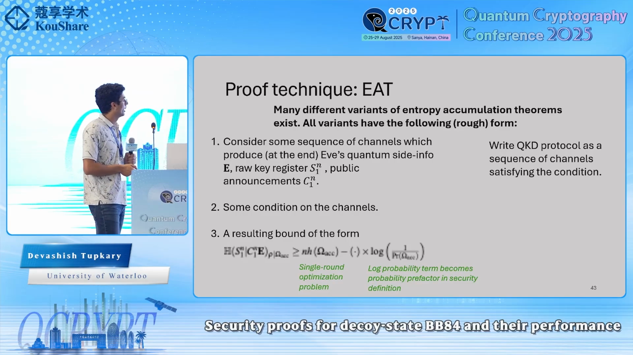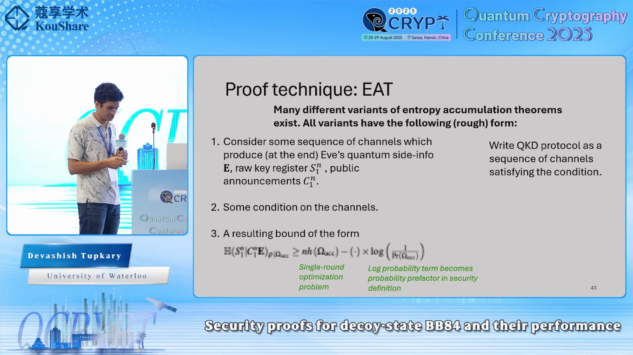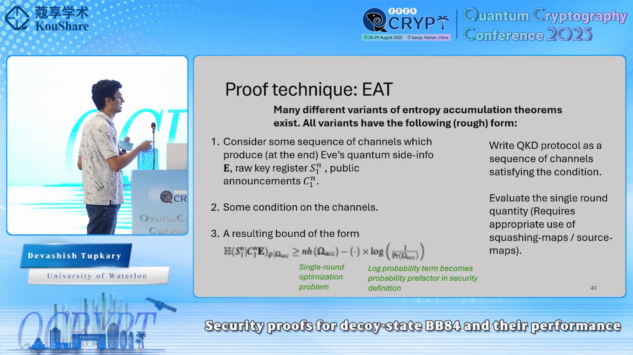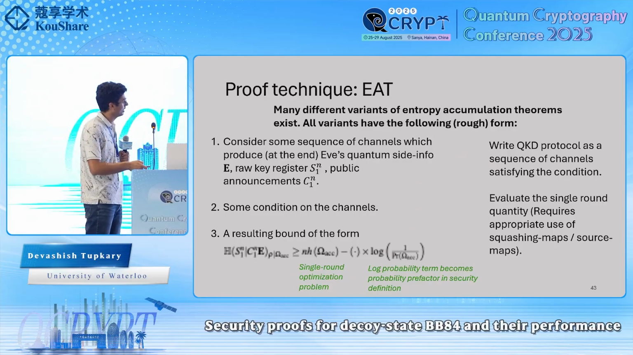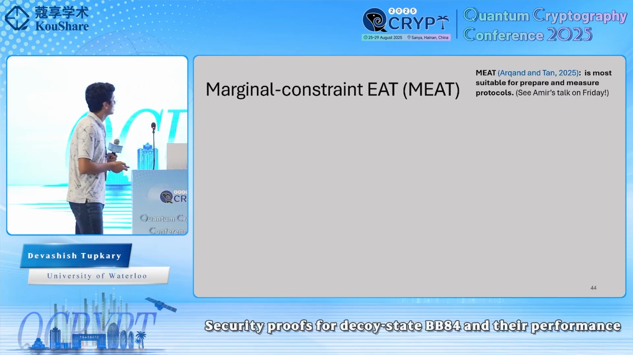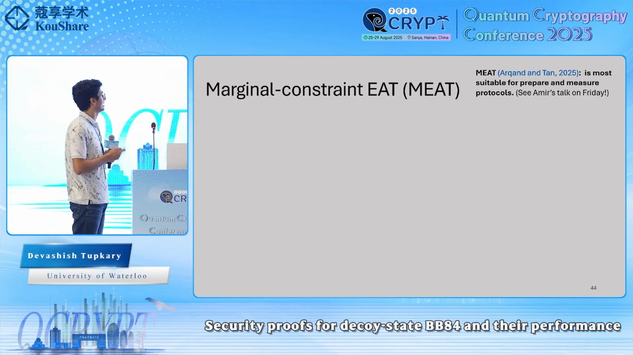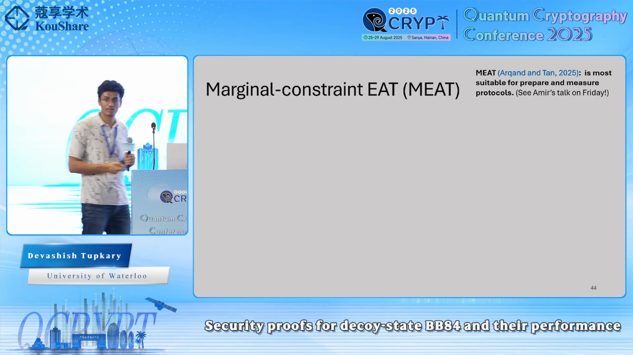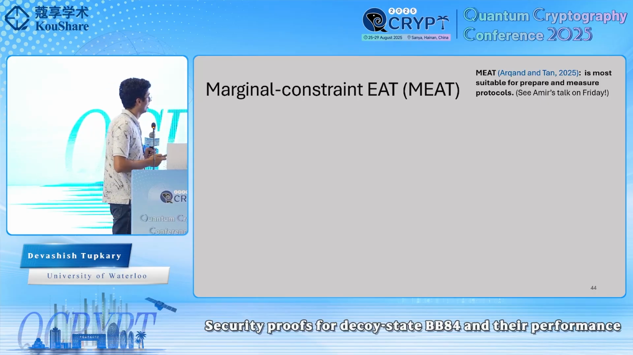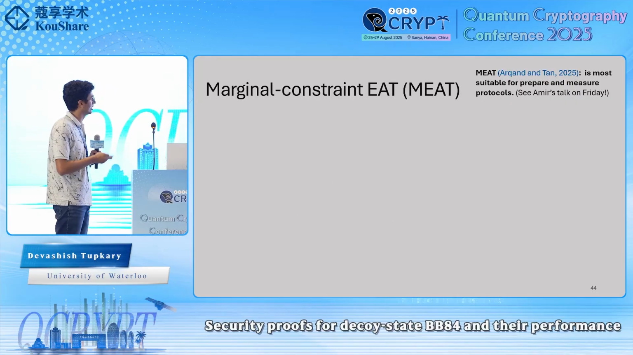Okay? So the way you use this proof technique is you write QKD as a sequence of channels satisfying this condition, and you evaluate the single round quantity. Right? And typically the first step is not that hard, I think, but the hard part is actually being able to compute the single round quantity. Okay? So for today, I only want to focus on this new variant of the EAT called marginal constraint EAT, which I'm going to call MEAT. Amir is going to give a talk on this, I believe, on Friday. So please make sure you attend that.